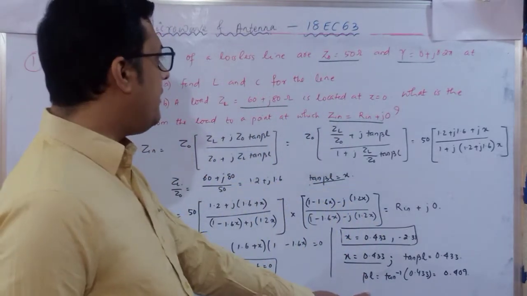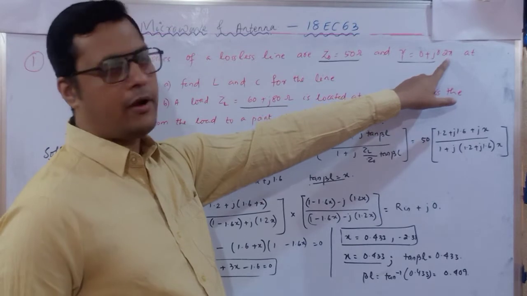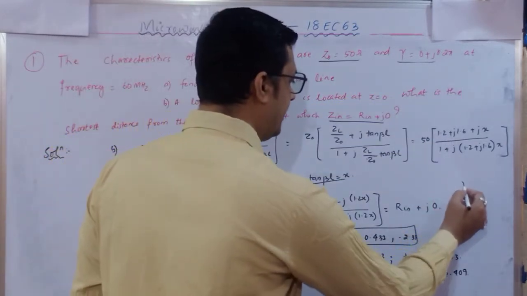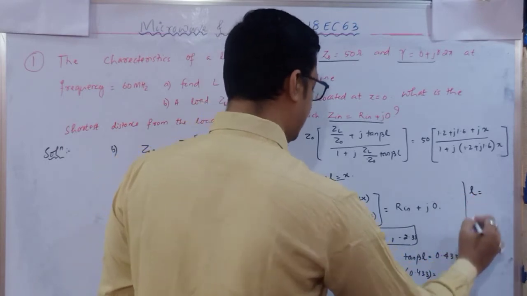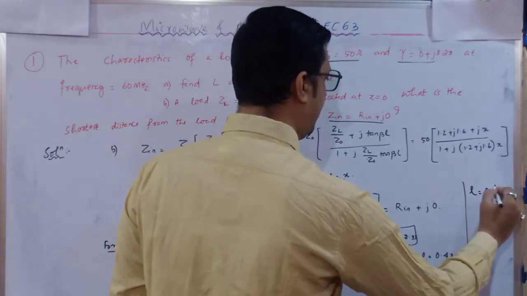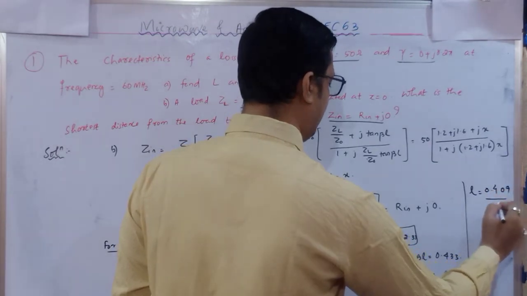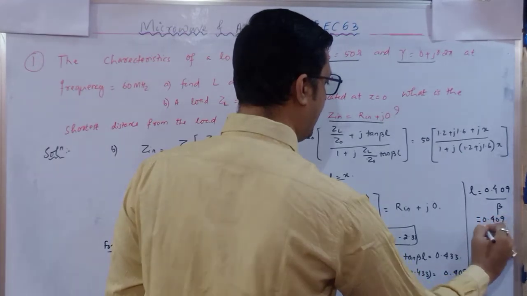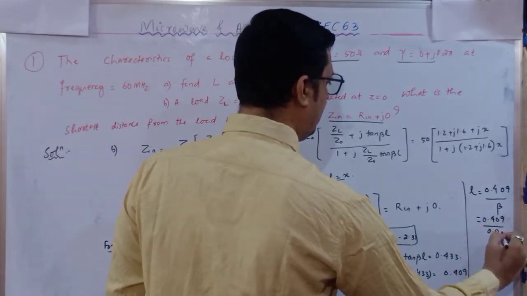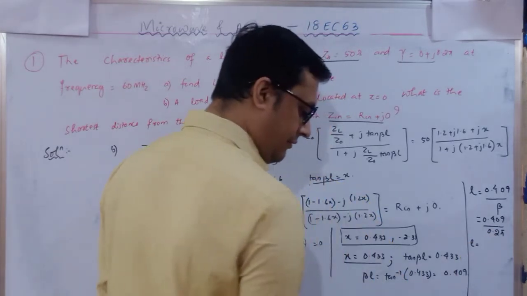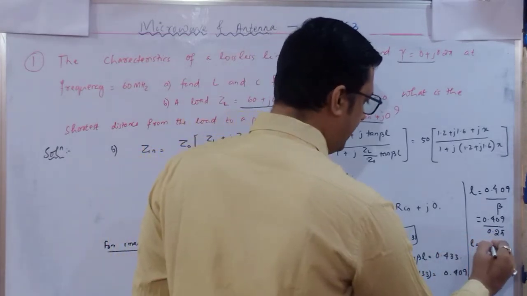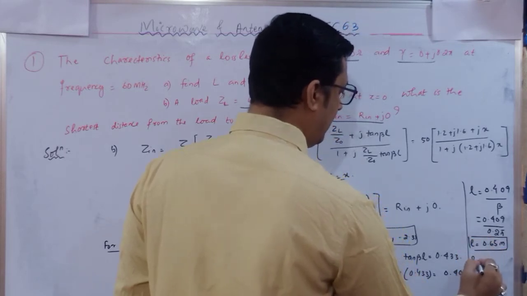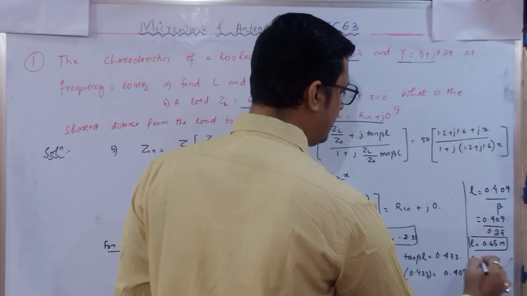Okay. Now beta value is how much? Beta value is 0.2 pi. Okay. And what will be our length? So length I can determine, L equals 0.409 divided by beta. So it is 0.409 divided by 0.2 pi. So my length will be 0.65 meter. Or you can write it as 65 centimeter.